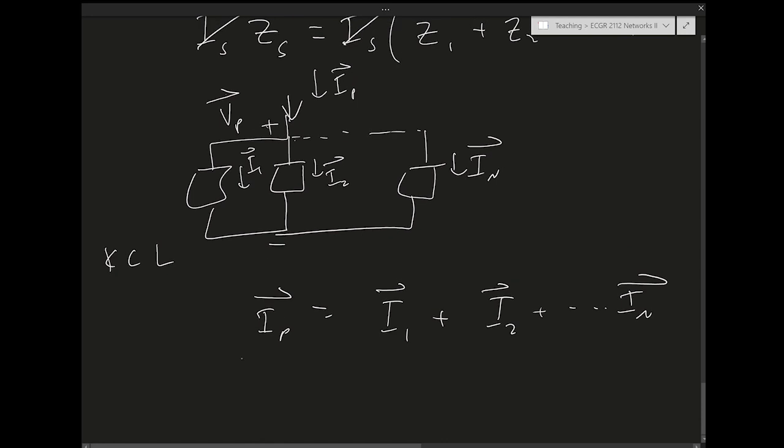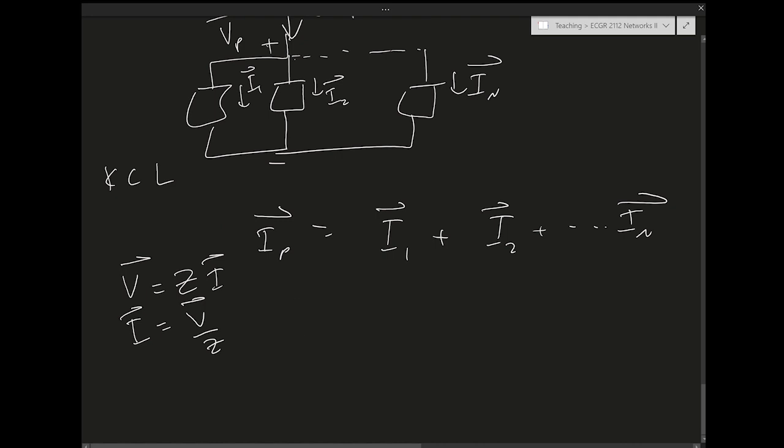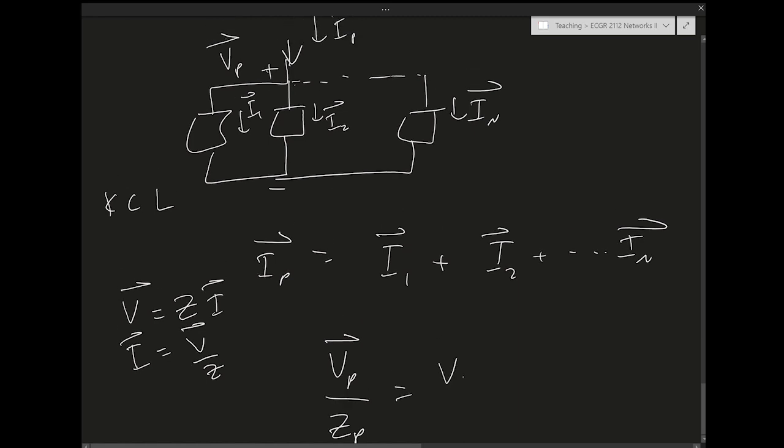How do I get from this current a voltage? I multiply each one of those by an impedance. From Ohm's law, what is V? V equals Z I. So I will always be V over Z. So I parallel, the total current, is going to be just V parallel over Z equivalent, the total impedance of the whole thing. But this equals also V parallel. The key thing here is that the voltage is going to be the same for all the elements.